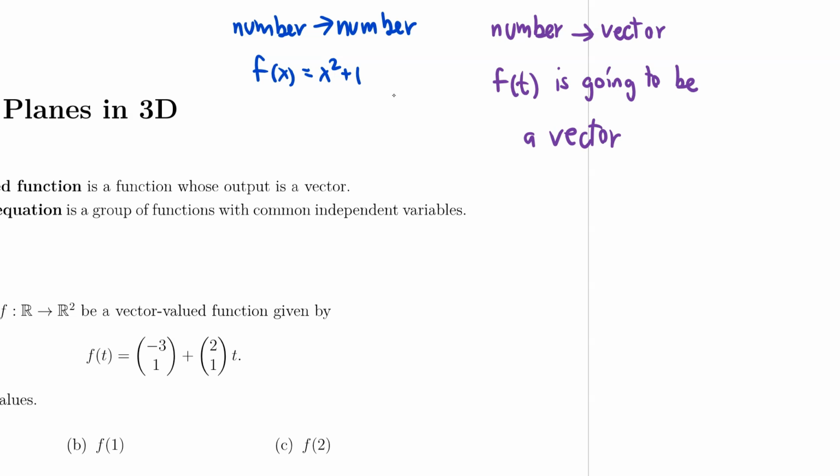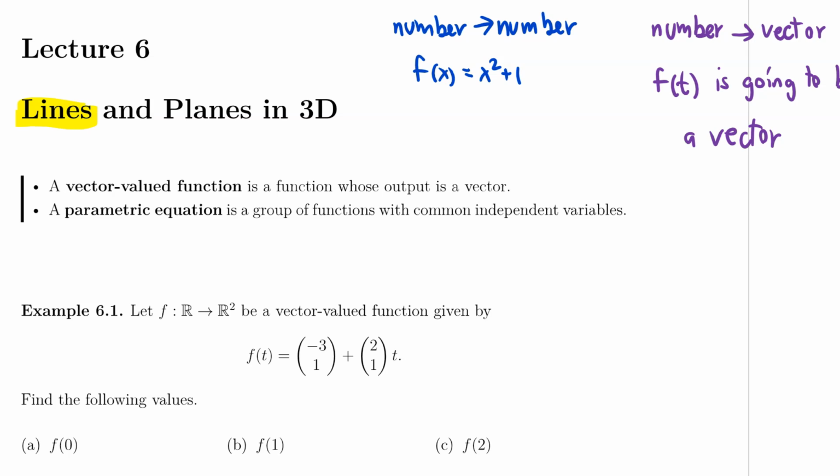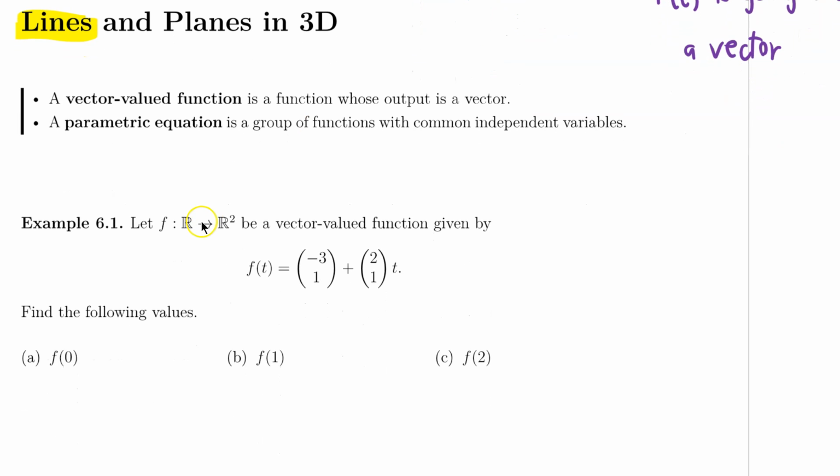So let's take a look at the first example down here. My function f goes from R to R squared. So the domain of my function is just R, a real number, so this is a scalar. But the range of my function is R squared, so this is a vector. I have my function f of t here, which sends a number t to this vector. Let's try to compute a few values of f.